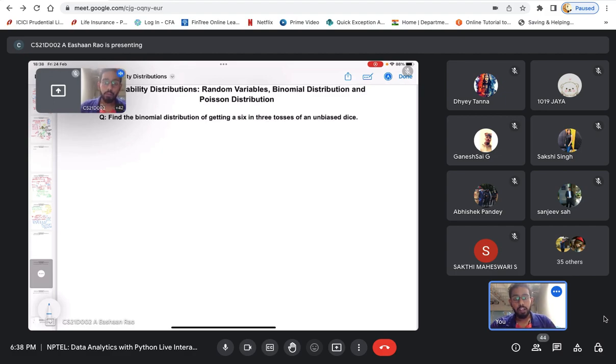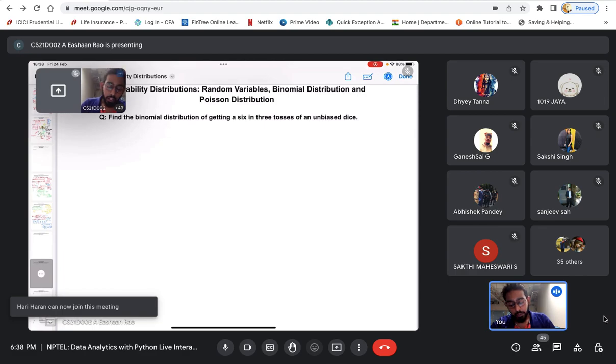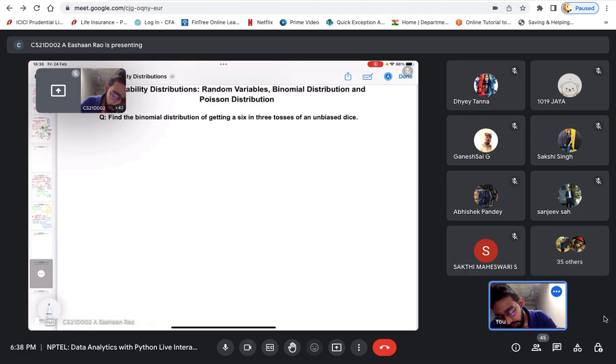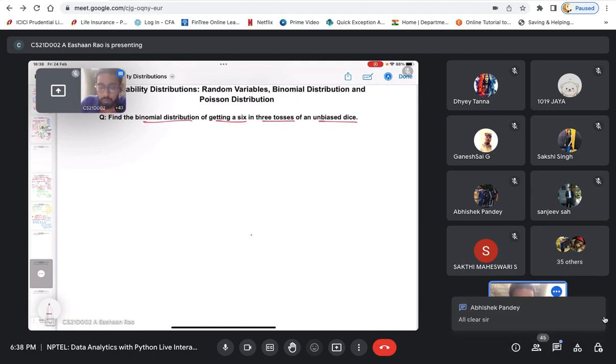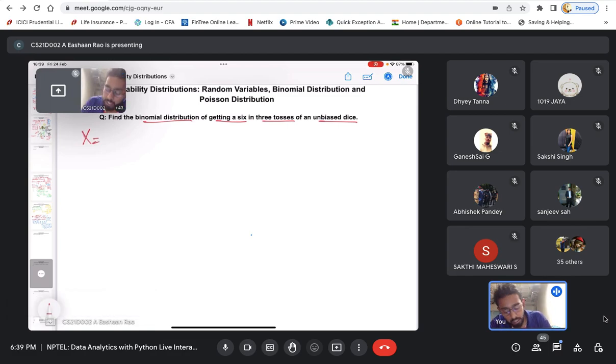Now I'm going to take some basic questions and we'll go to medium level, up to where NPTEL usually gives you questions like that. The first question is: find the binomial distribution of getting a 6 in 3 tosses of an unbiased dice. So I need to know how many times I will get a 6 if I throw a dice 3 times. I will have to define a random variable, defined as the probability of getting a 6.